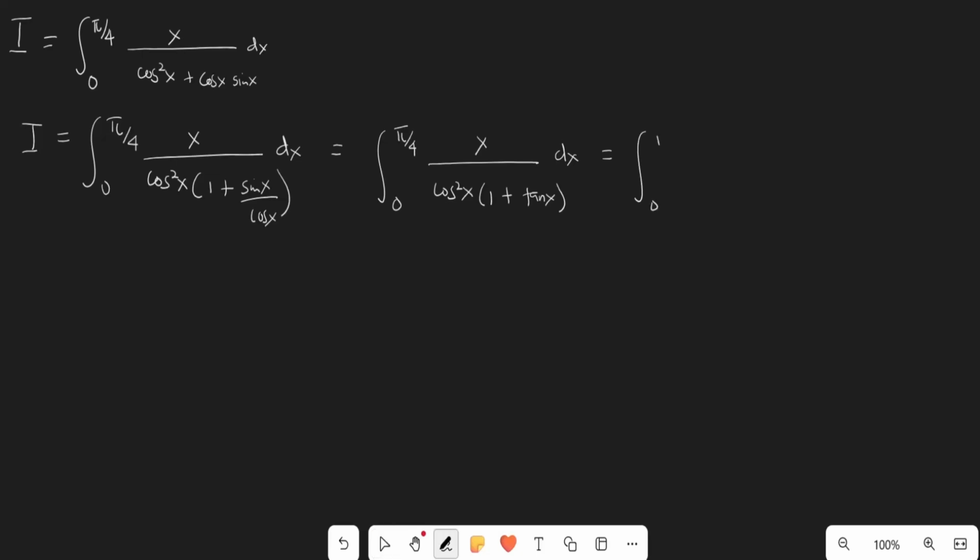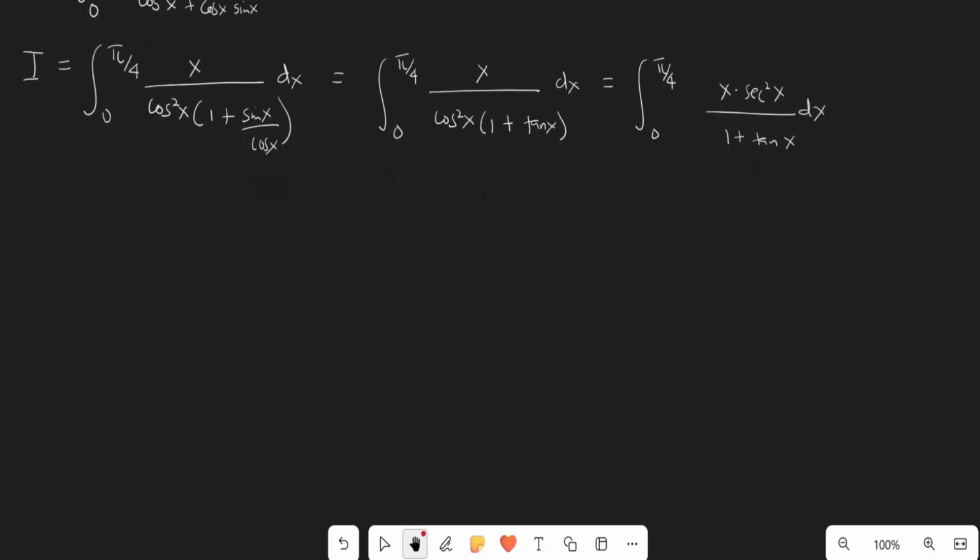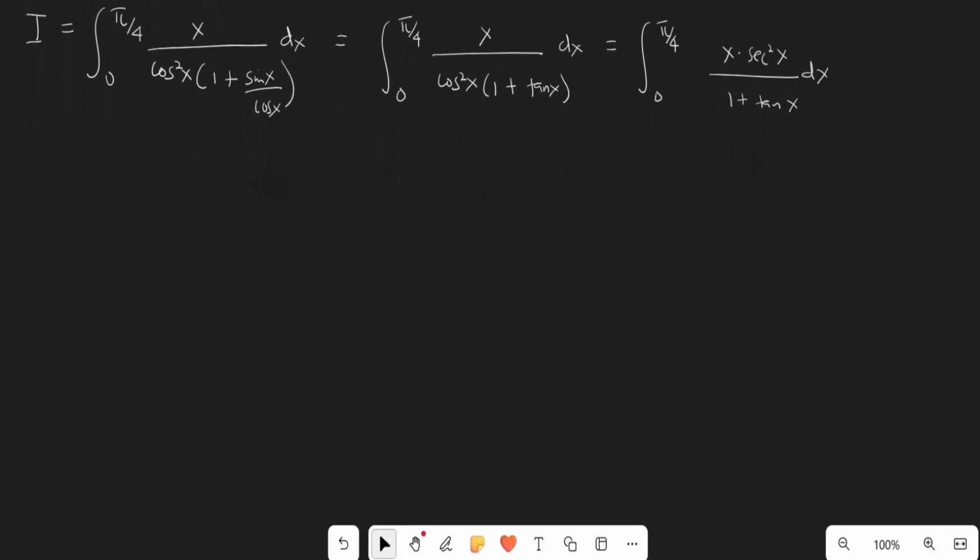So this is the integral from 0 to pi over 4 of secant square x. So x in the numerator times secant square of x all over 1 plus the tangent of x dx. This is what our integral has been reduced to. And now we can do integration by parts, right?